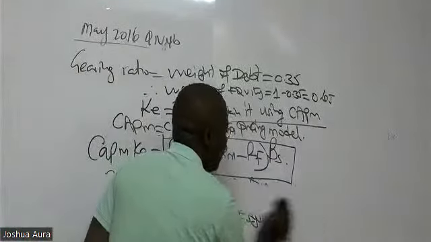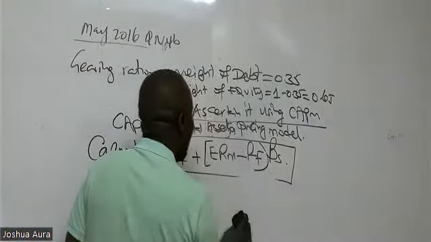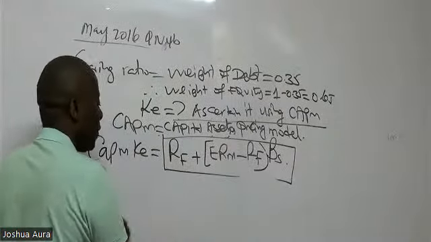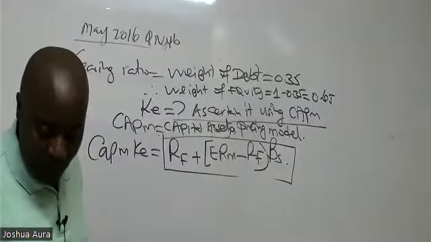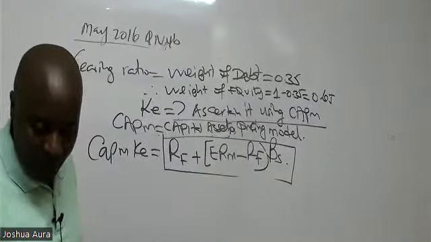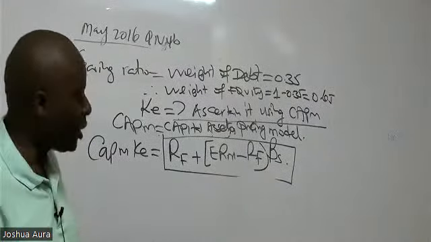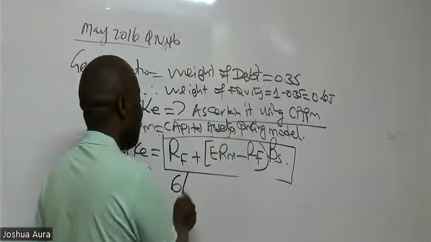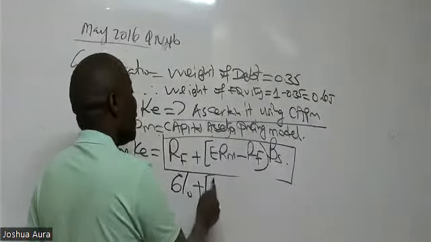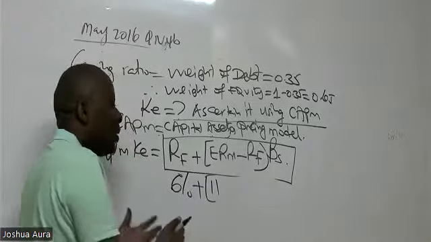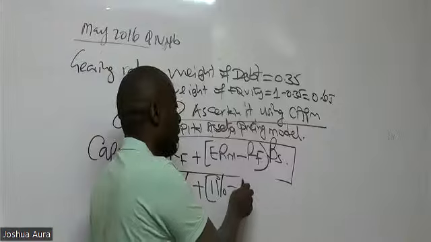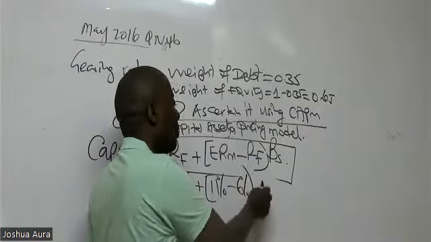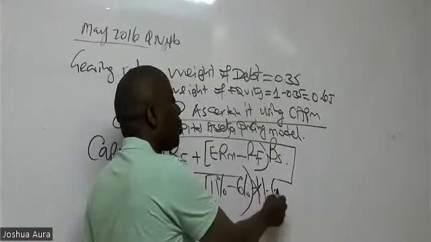So the most important thing here is that they have already given us the risk-free rate of return in the last sentence. The risk-free rate of return is 6%. So 6% plus, they have also given me the market return. They have told me that the market return is 11%, minus this 6%, multiplied by beta, which was 1.6.